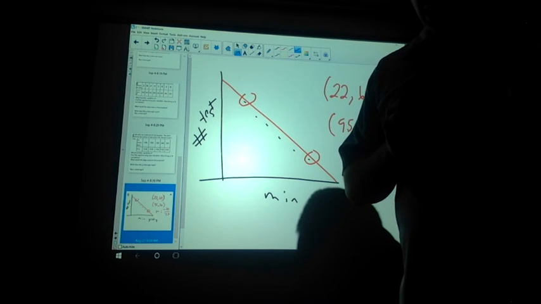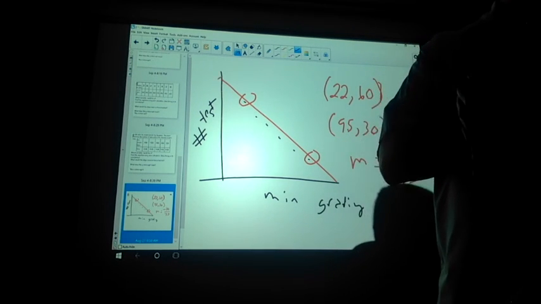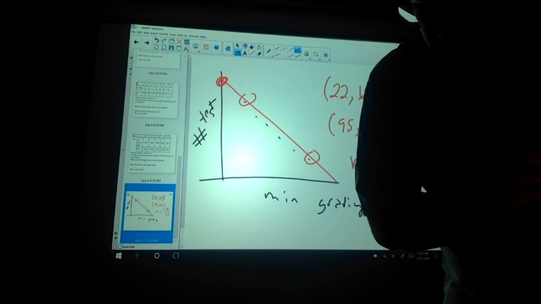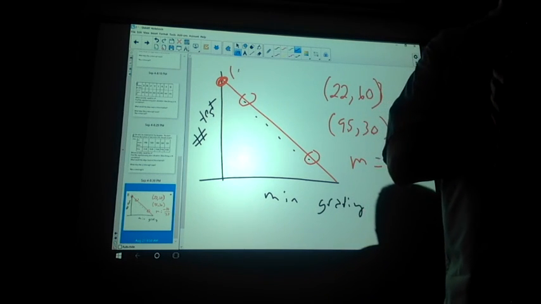Identify the y-intercept and explain what it represents. So the y-intercept's up here. Looks like it would be close to 0, 80.